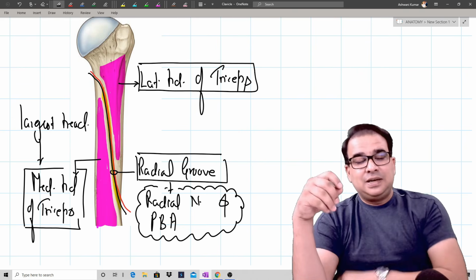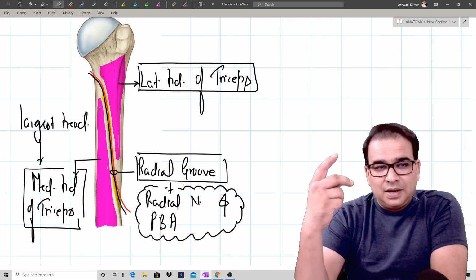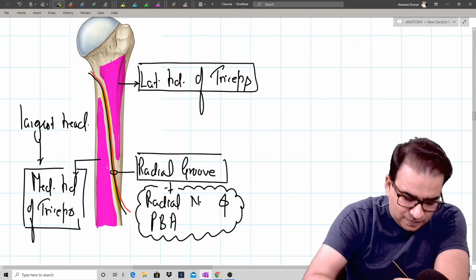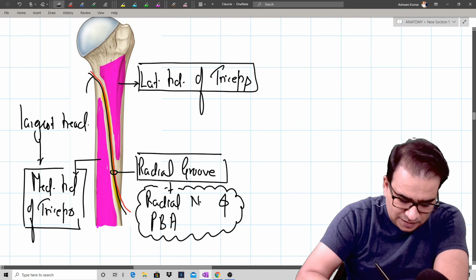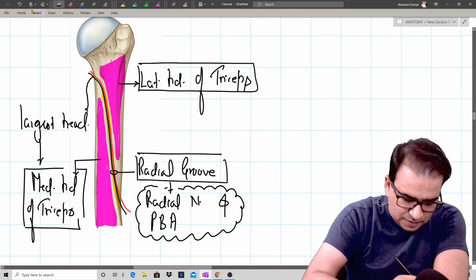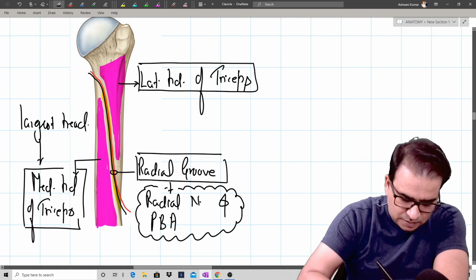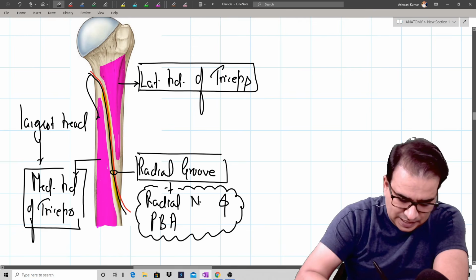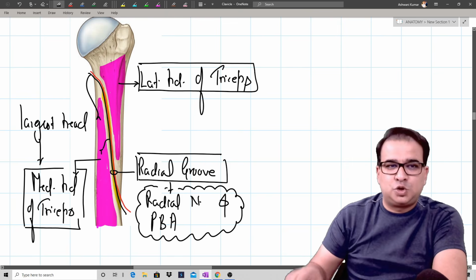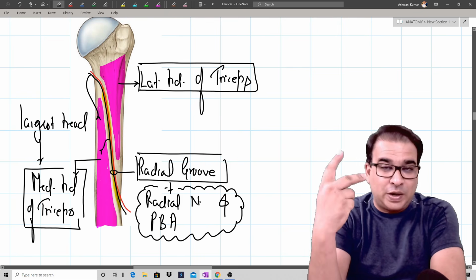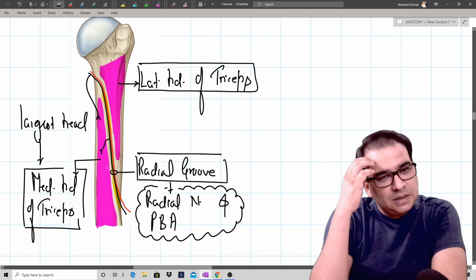And in fact, that is the reason it is supplied by the radial nerve twice. It is supplied by the radial nerve in the axilla here. It will give off a branch in the axilla to this head, and it again supplies it in the spiral groove as well. So the medial head of the triceps is supplied twice, once in the axilla, once in the spiral groove.